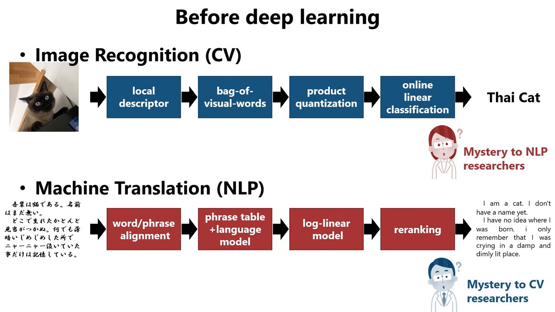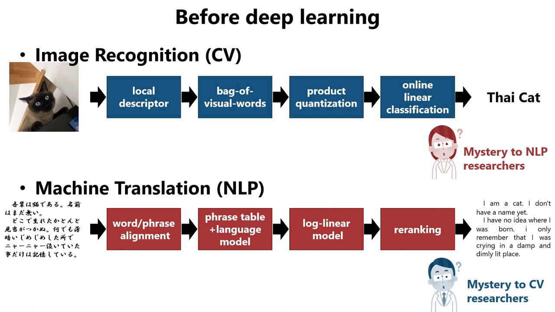The machine translation process begins by segmenting each word or phrase of an input Japanese sentence, aligning it with the target language, and finally translating it into an English sentence. Each of these modules was an unfamiliar piece of technology to computer vision researchers.